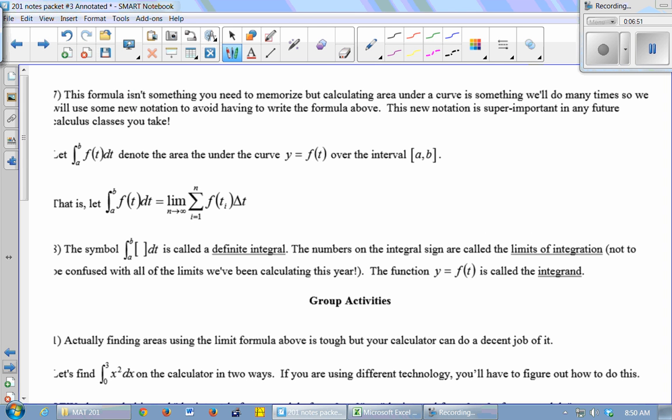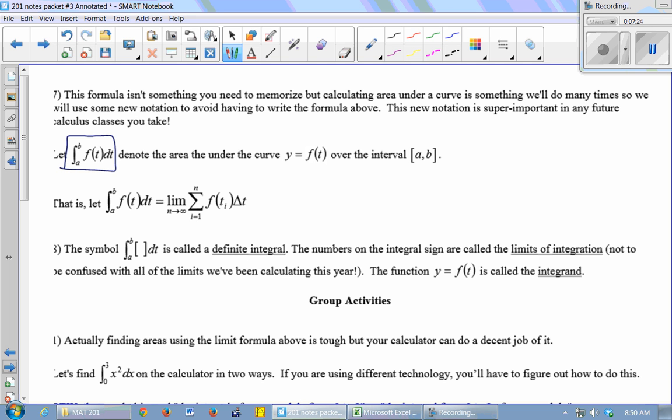All right, so this formula isn't something that you need to memorize, but calculating area under a curve is something we're going to do many, many times. So we're going to use some new notation to avoid having to write this whole limit out every time. It's super important in any future calculus classes you take. We are going to let this notation denote the area under a curve over the interval from a to b.